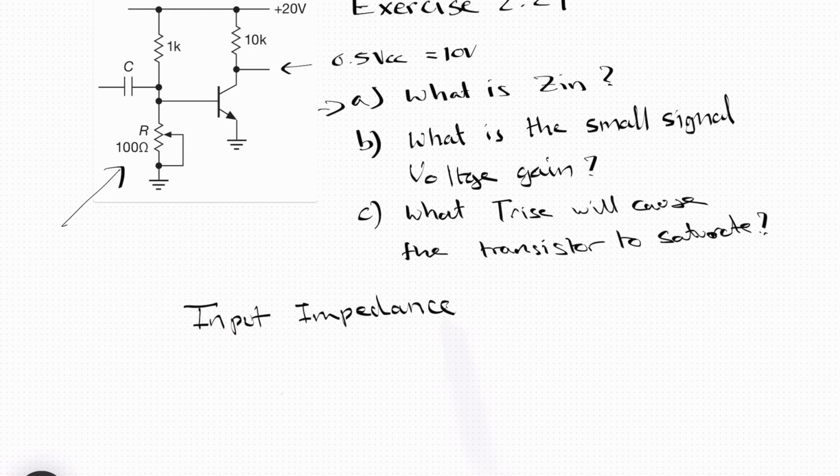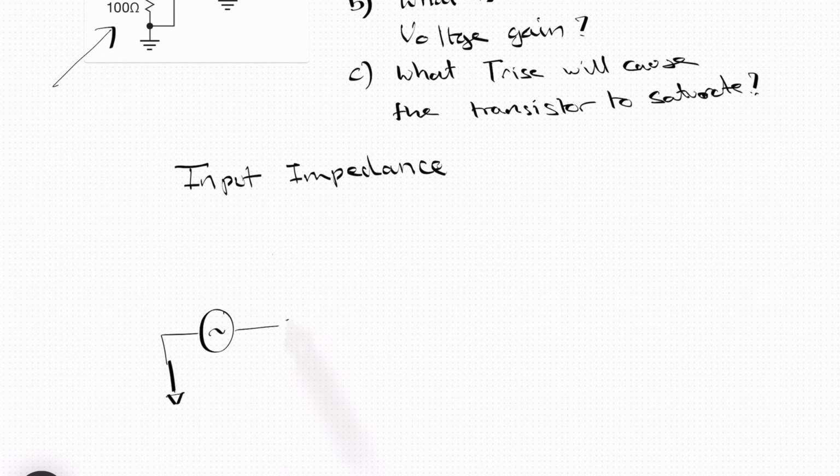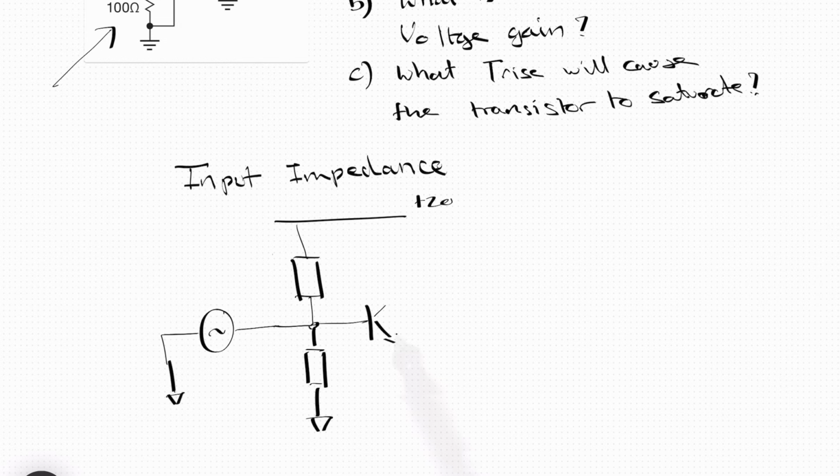Now for this question, we are looking at frequencies where C is basically a very low value impedance, so we can ignore what C is. We have some signal coming in. C is a short circuit. We have a resistor that goes to plus 20. We have a resistor that goes down to ground. We have a transistor which also goes to ground, and we have the RC resistor. So let's call that RC, let's call that R1, let's call that RP.